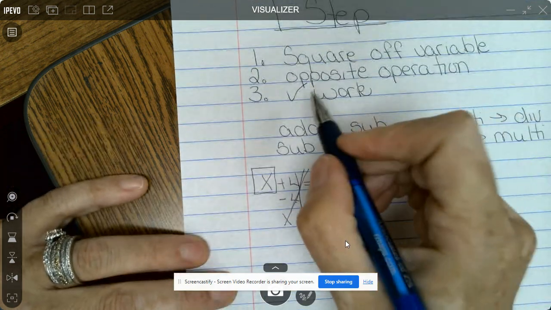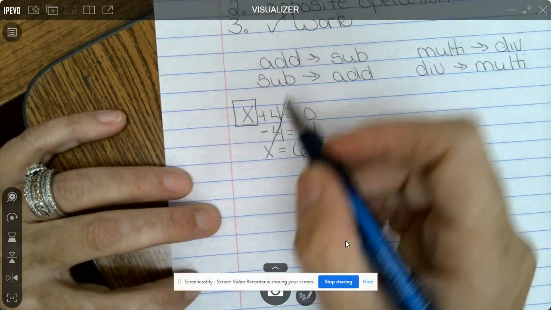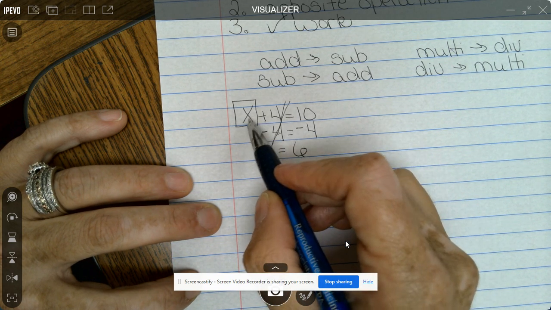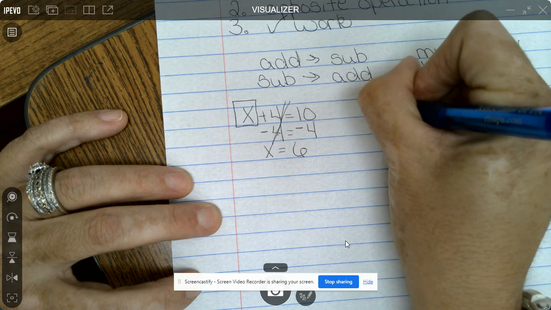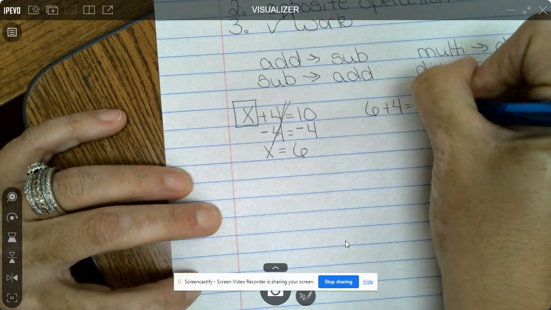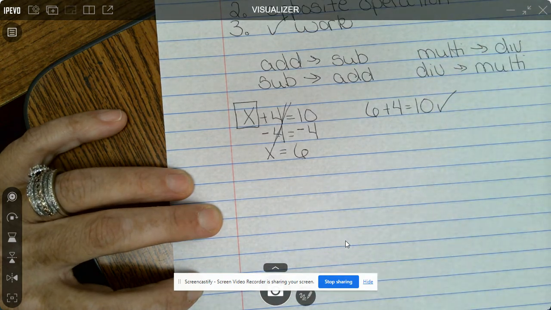If you did it correctly, we're going to go back and check our work. So if x equals 6, we're going to plug in that 6 wherever x is. If this is a true statement, x plus 4 will equal 10. And that is a true statement.